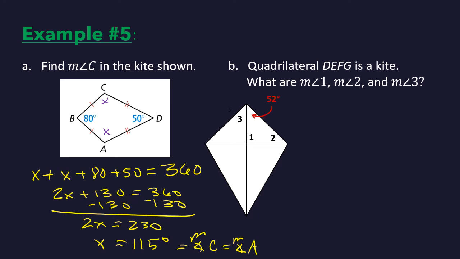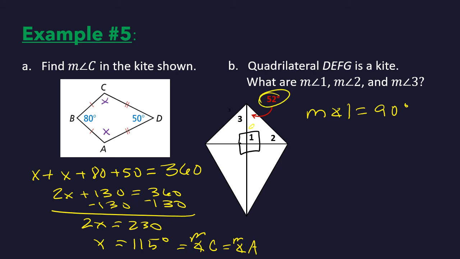All right. So example B on number 5. 5B, quadrilateral DEFG is a kite. What are the measures of angle 1, 2, and 3? So, and a very cool thing, we learned that the diagonals of a kite are perpendicular. So that makes angle 1 very easy. The measure of angle 1 is 90 degrees because we know that perpendicular lines form right angles. All right, so then I know that this angle is 52 degrees.